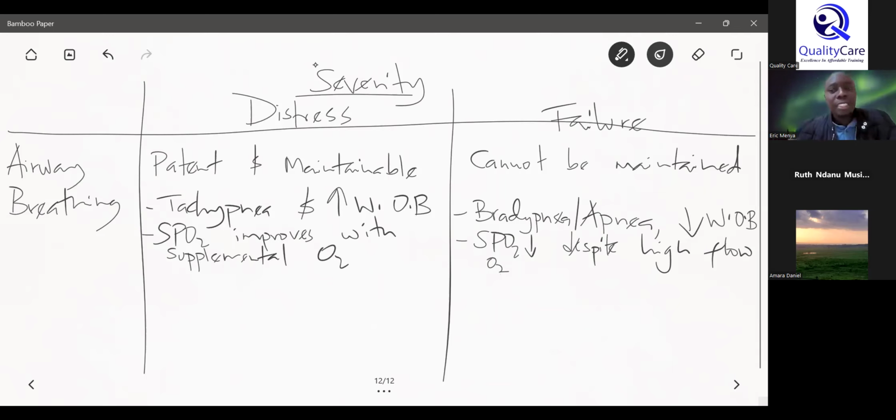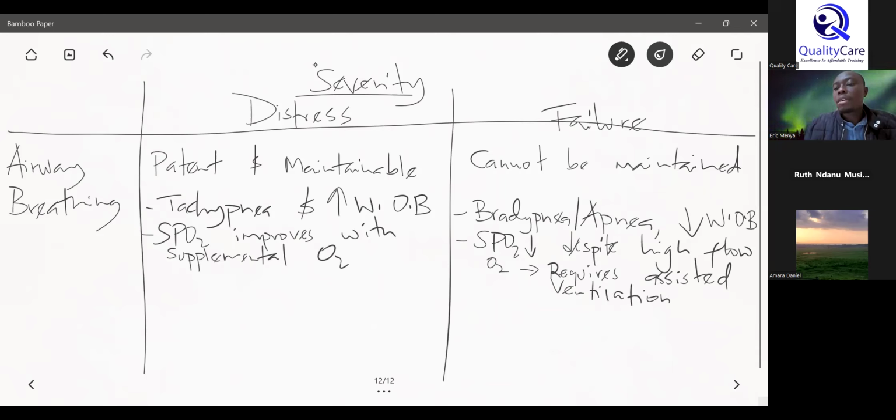And what it means is that this patient cannot breathe on their own, hence requires assisted ventilation. They need help breathing, moving air in and out.